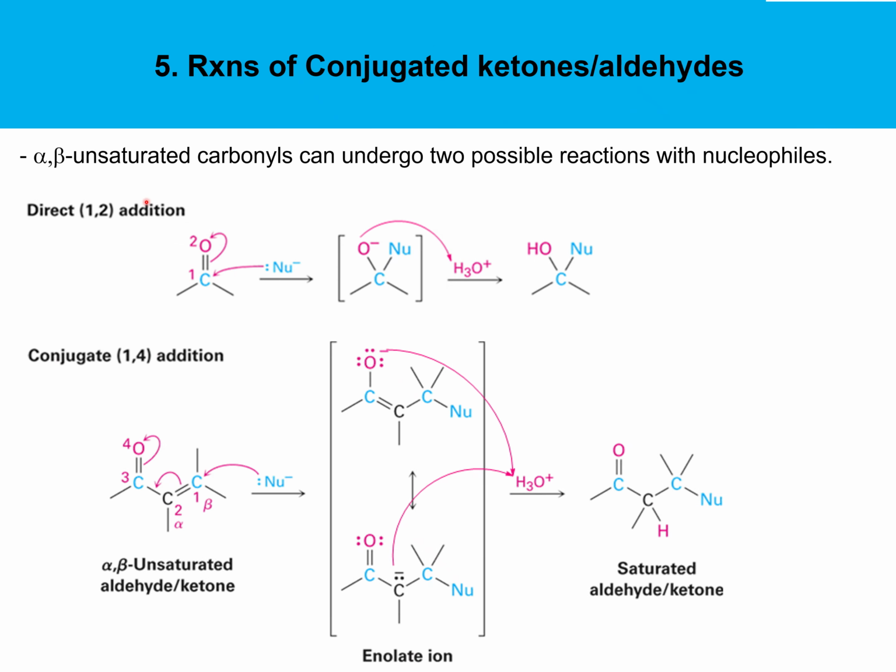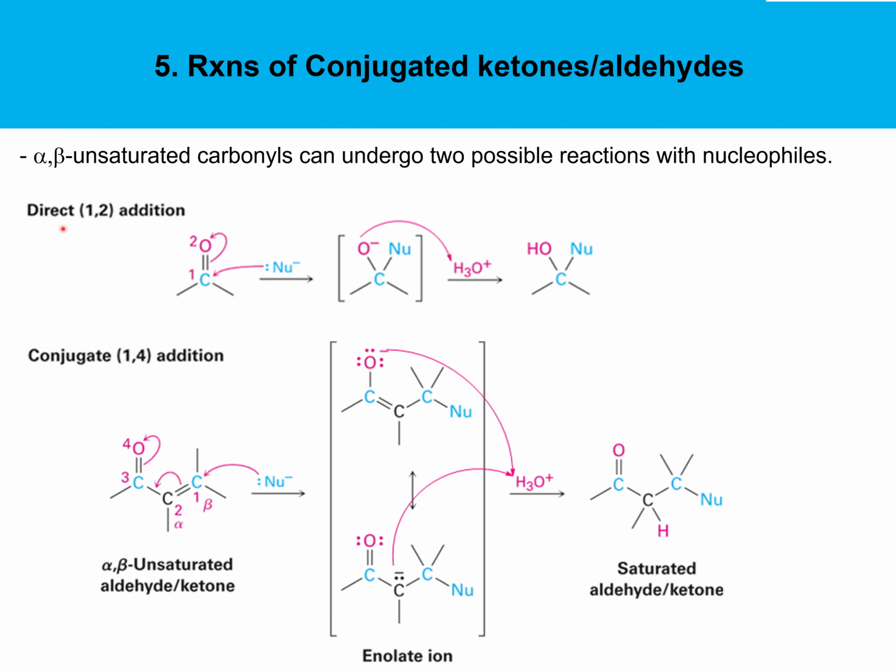Alpha beta unsaturated carbonyls are an important reactant in many reactions. These are interesting compounds since they can undergo two types of additions with nucleophiles. For example, nucleophiles can add to alpha beta unsaturated carbonyls by attacking the carbon of the carbonyl, producing this tetrahedral intermediate, which is then protonated to become the product that you see here. This is what we refer to as a direct or a 1,2 addition.